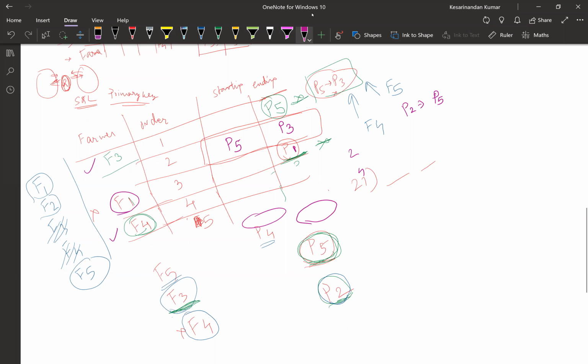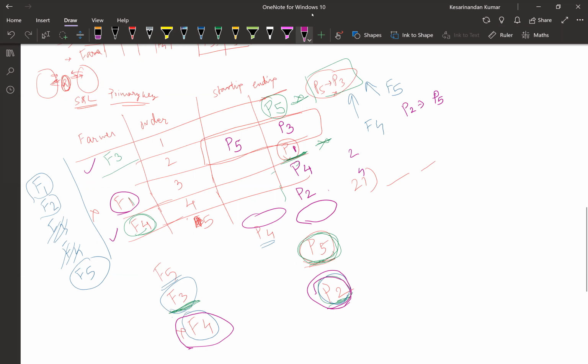Now look here, for F4 P2 cannot be the ending, right? Yes, Kesri. P2 cannot come here. So naturally the only place for P2 would be here. Fifth, yes. Perfect. If P2 is gone, now which number is left? P4. Exactly. P4 it is. So have we covered the ending for everyone? Yes. Perfect. Now come to the starting point.